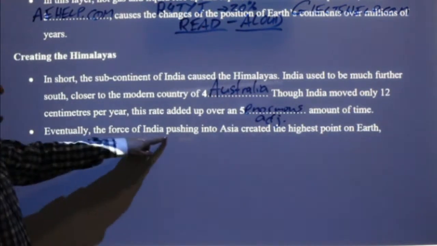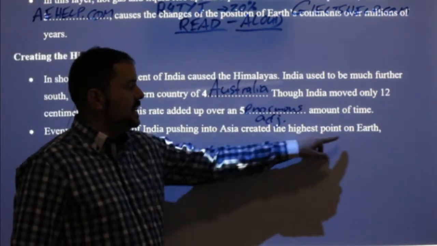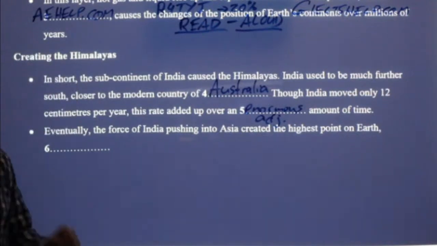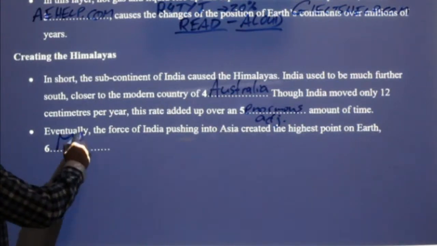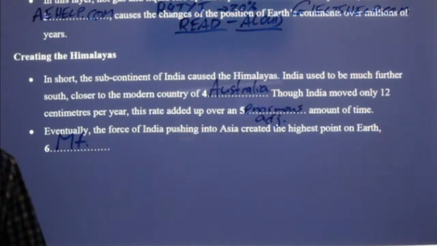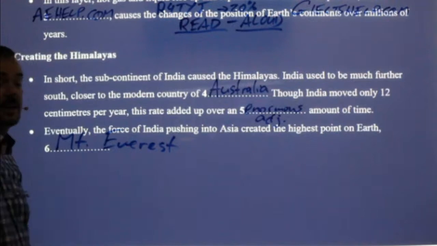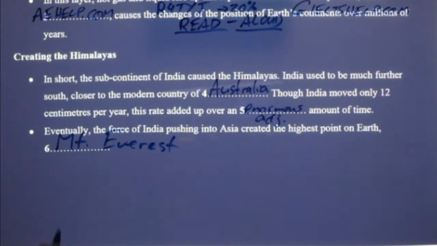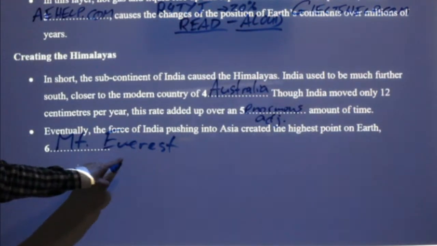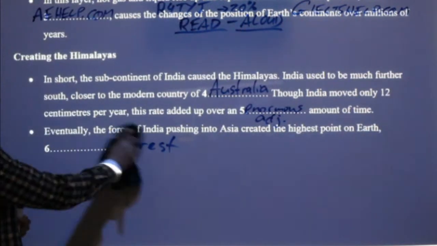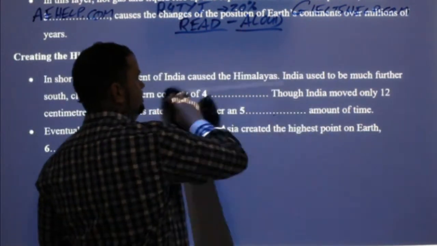Eventually, the force of India pushing into Asia created the highest point on Earth. Okay, what's the highest point on Earth? This one should be easy. You should not have to check for this. Okay, Mount, you can write Mount like this, MT, for short. Very good, Abhishek, nicely done. Mount Everest. Okay, that's a gimme. It's an easy one. Make sure to write Mount Everest. Don't just write Everest. Mount Everest, okay? So it's Everest Mountain. Mount Everest.